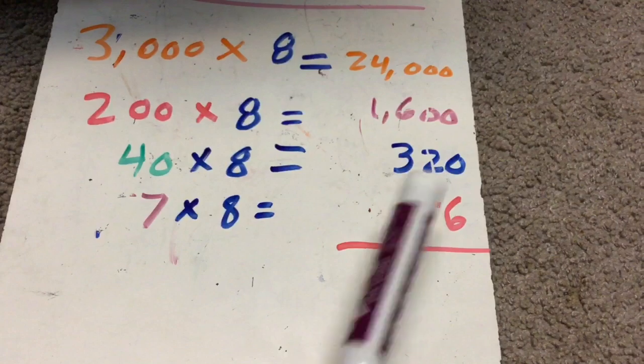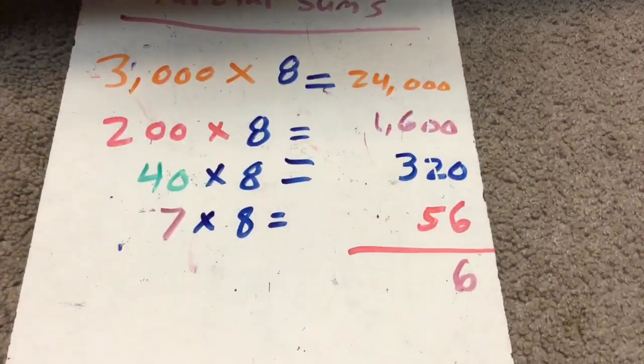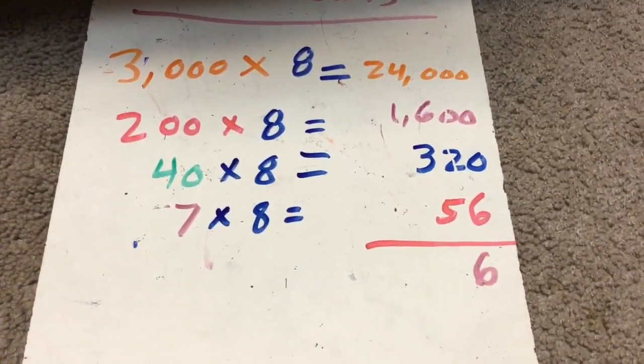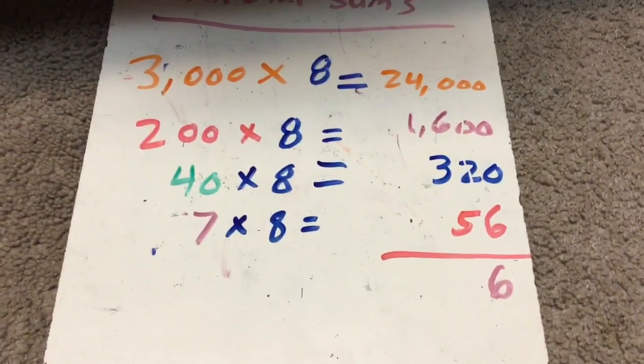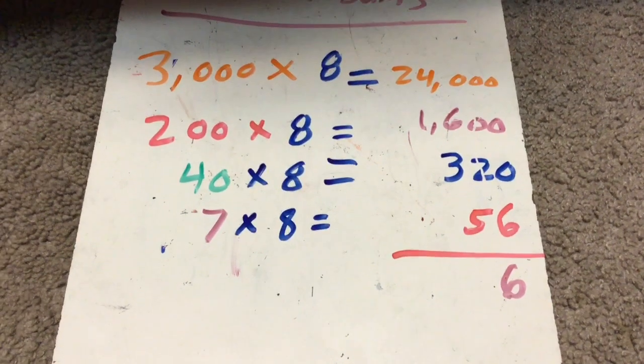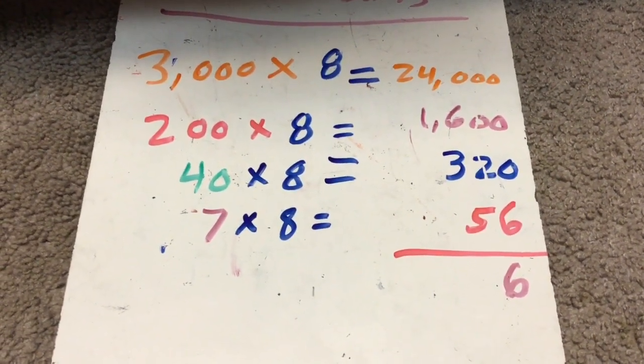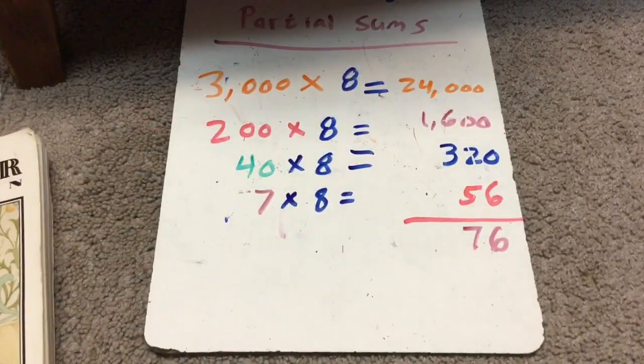0, 0, 0, and 6 is going to be 6. Next row. 0, 0, 2, and 5. Okay, well 0 and 0 is 0. 2 plus 5 is 7. So that row is 7.